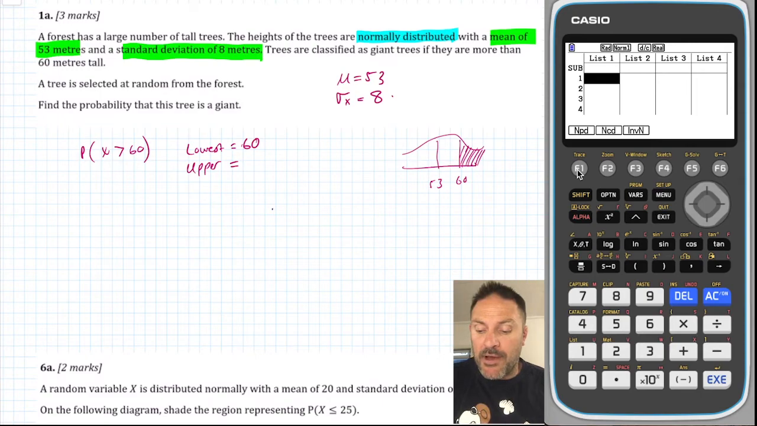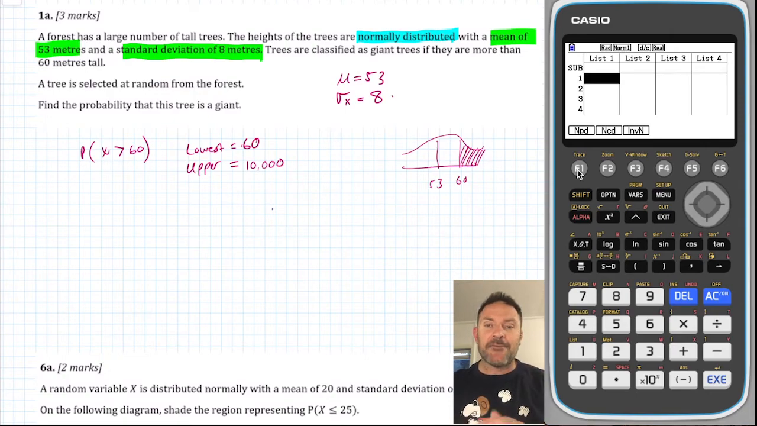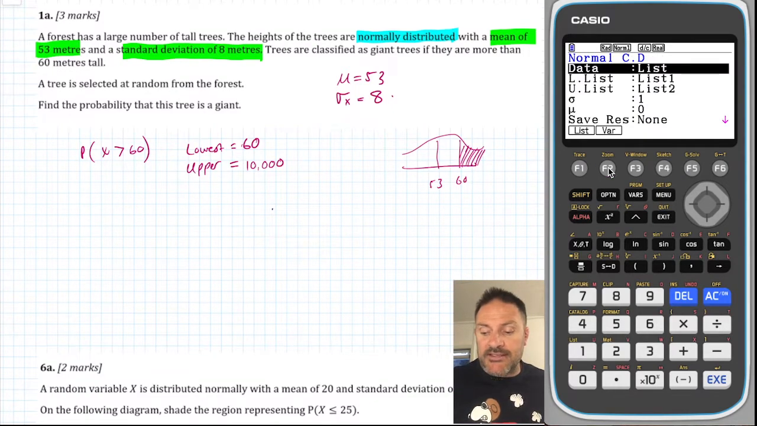I always put my upper as 10,000. You're probably okay to put it as 1,000, to be honest, but I put it as a really big number, so I definitely know it can't involve anything more than that. Okay, they're very, very unlikely. So what I'm going to do here, I'm going to go on my calculator to NCD because I have a range. So this is going to be NCD.